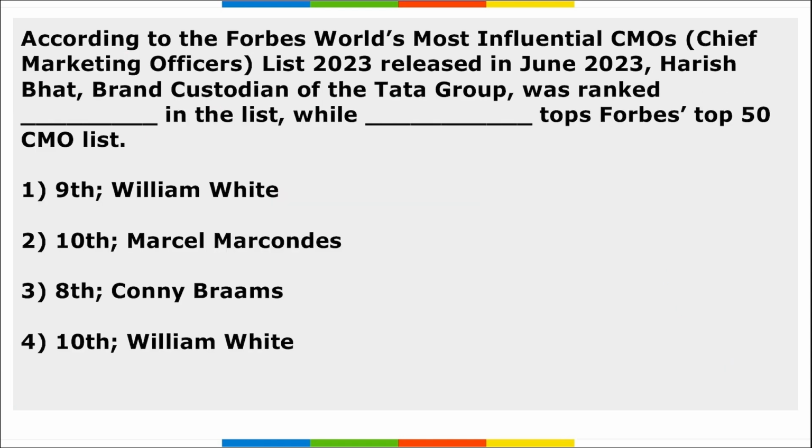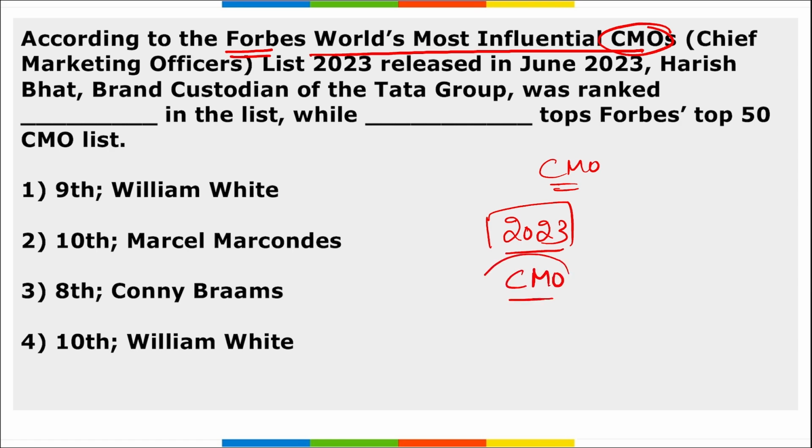Correct? Next is, according to the Forbes world's most influential CMOs, that is your chief marketing officer. Correct? A list was released in 2023 about the most influential chief marketing officers in the world. So if we look at the list, who has topped this list? William White, and I've told you how to remember it. www. William White for Walmart has topped this list. Correct? I repeat, according to this Forbes world's most influential CMO list of 2023, William White of Walmart has topped this list.